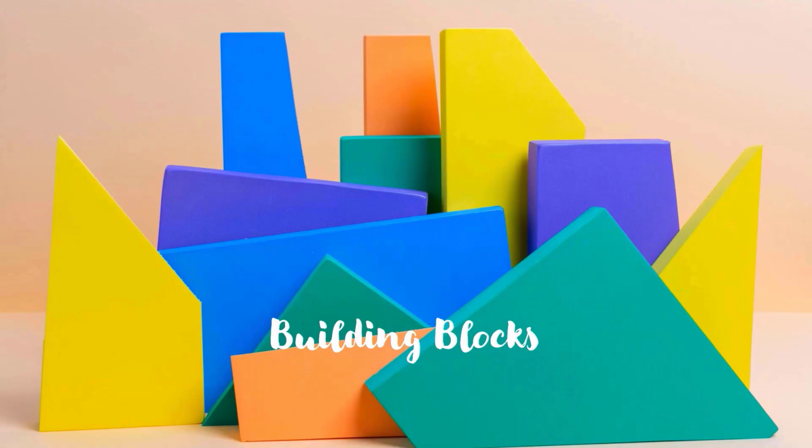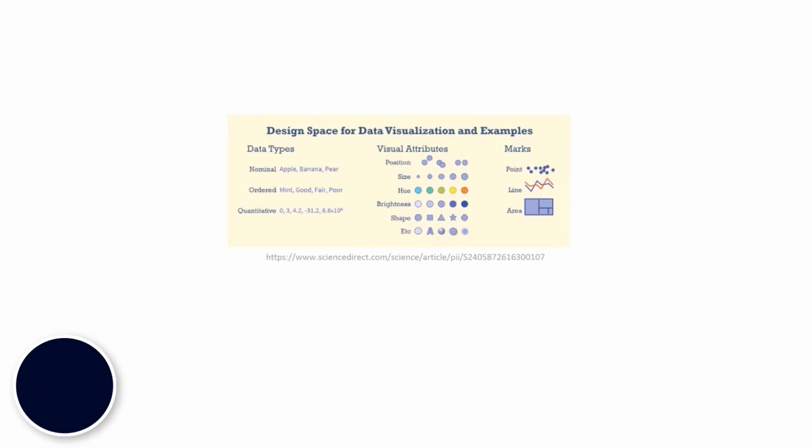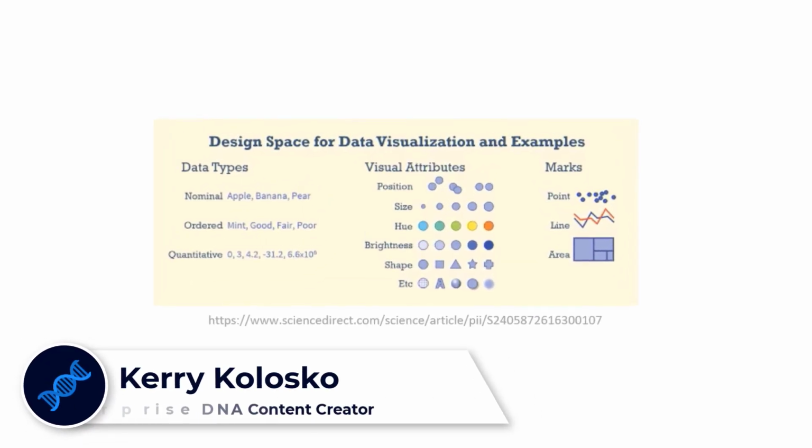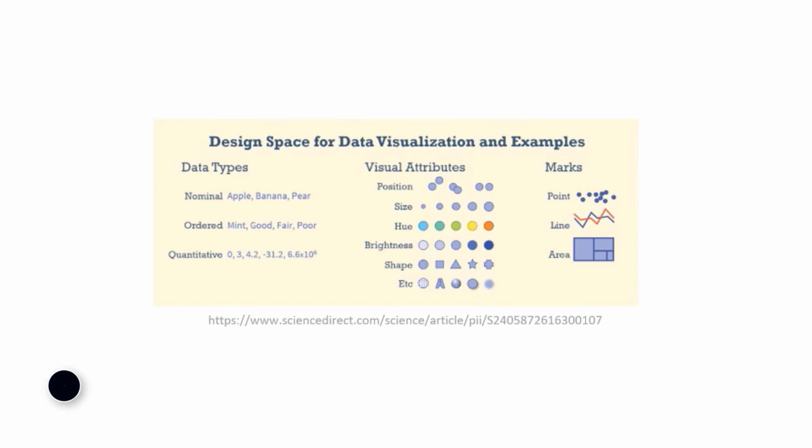So what makes up a chart? One way to conceptualize data visualization is to think about data visuals as comprising data types, visual attributes, and marks. In this way of thinking, marks are components of shapes whose attributes such as size, position, color, can be used to visually encode data.